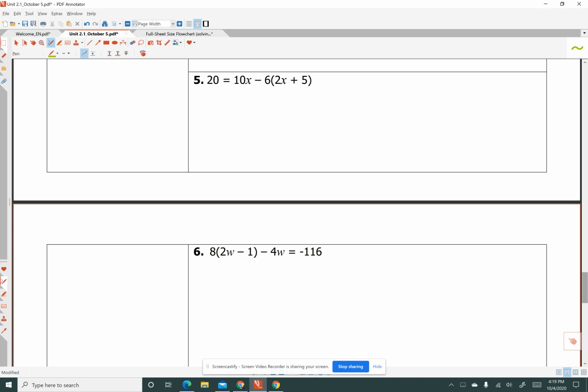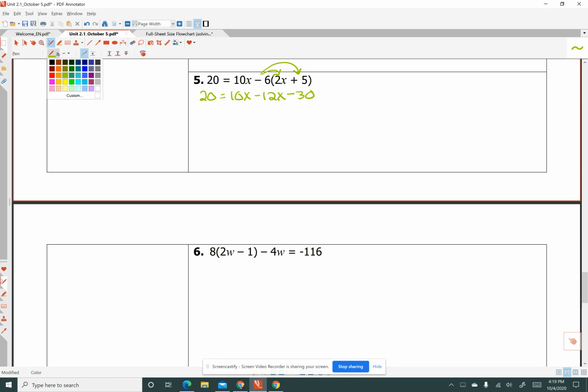So what I have here in number 5, I have a -6 that needs to be distributed through these two terms in parentheses. Remember, terms are separated by addition and subtraction. So we're going to distribute it through 2x plus 5, but let's start at the right side when we work. So we have 20 equals 10x. -6 times 2 is -12x. -6 times 5 is -30.